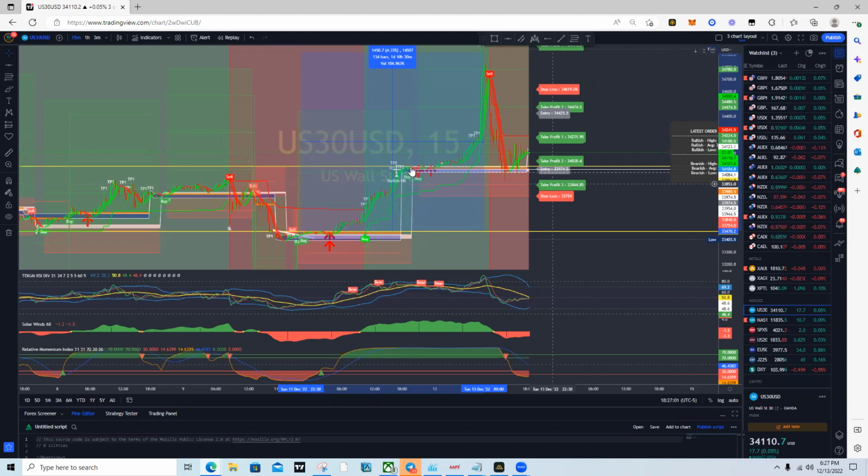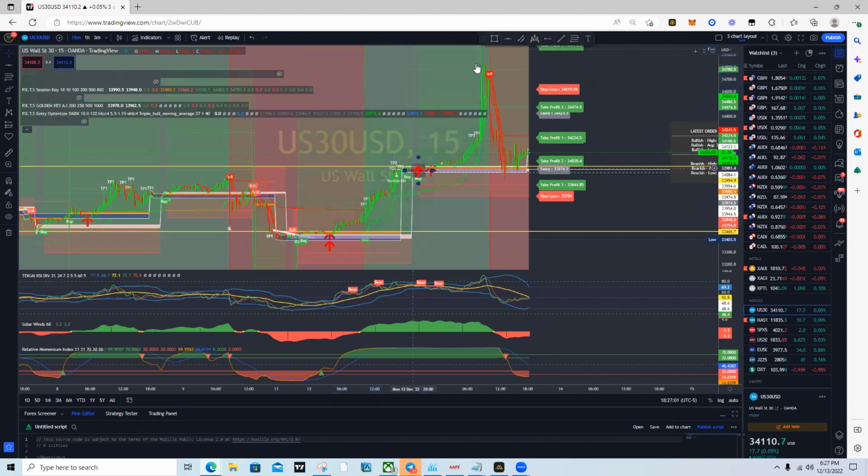And then yesterday, we caught 2 more buys for another 500 pips. This is 1, 2, 3, 4, 5 buys. 2 of them gave you 1,500 pips. Another one gave you 1,000. That's 3,000, 4,000, 5,000 pips in 2 days. That's about 5,000 pips in 2 days on US 30.